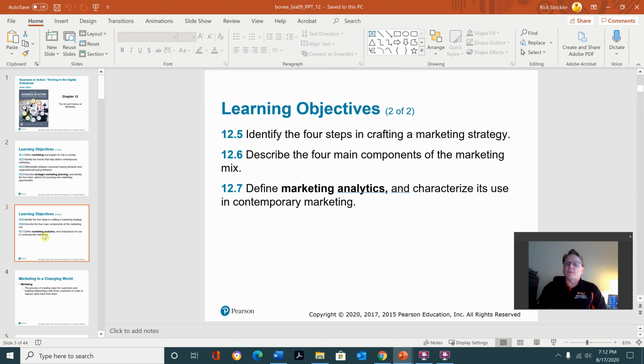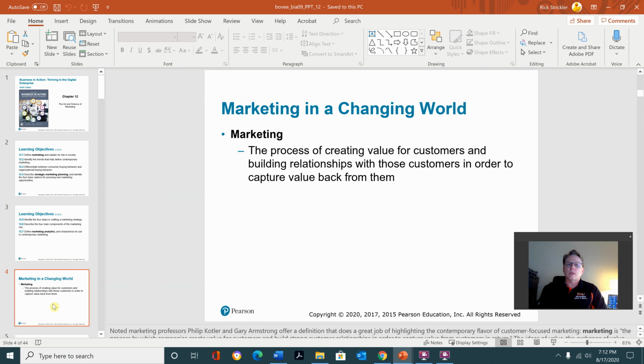Identify 4 steps in crafting a marketing strategy. Describe the 4 main components of the marketing mix. Define marketing analytics and characterize its use in contemporary marketing.